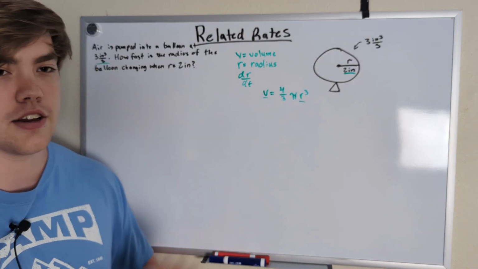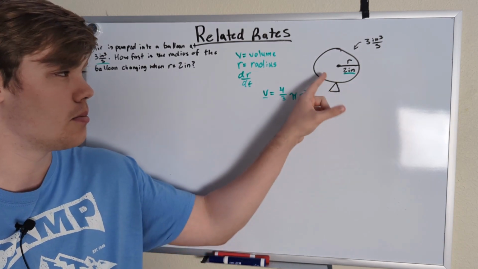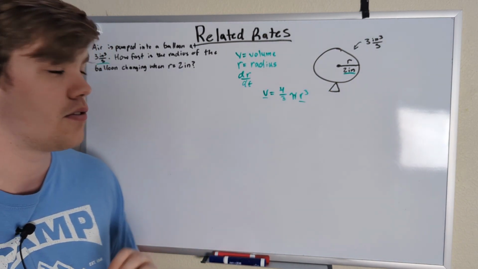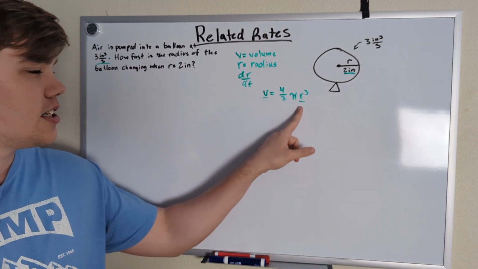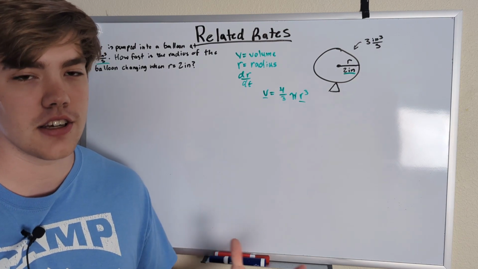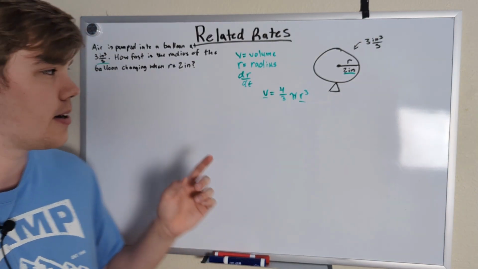This is also a formula that you may want to know in case you do run into a balloon type related rates problem, so be sure to remember that the volume of a sphere is equal to 4/3 pi r cubed. Based on this volume equation for a sphere, we can use that to find the rate of change of that volume given the formula. So let's write that down over here.